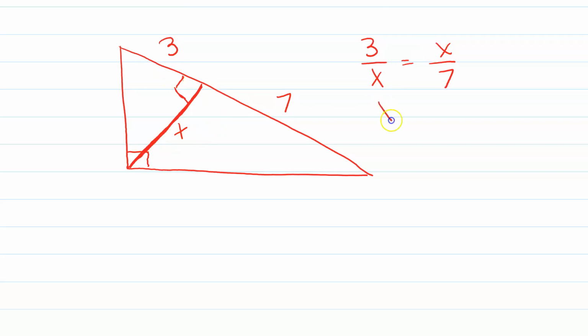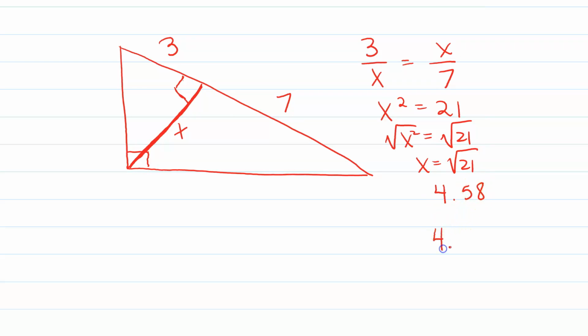To solve this, I'm going to cross multiply. X squared equals 21. I'm going to take the square root of both sides, and x is going to equal the square root of 21. And then to get a decimal answer, I would put that in my calculator. 21, hit the square root button, and in this case I'm getting 4.58. Rounding to the nearest tenth, I would do 4.6. Okay, that's one kind of geometric mean problem.